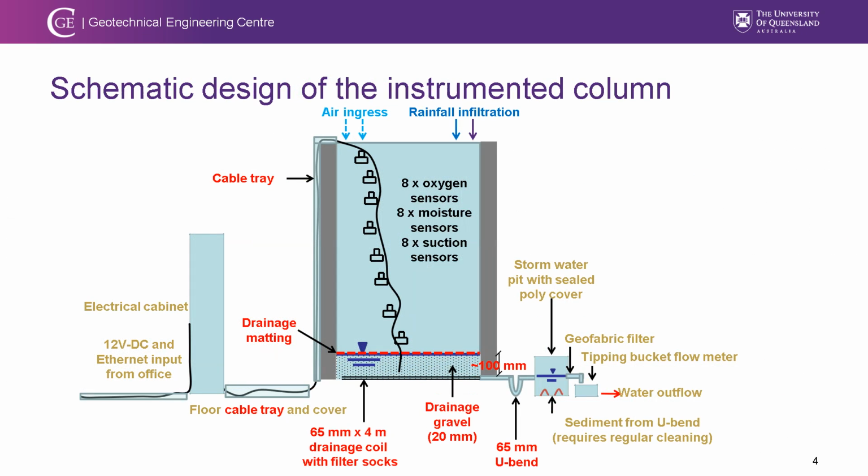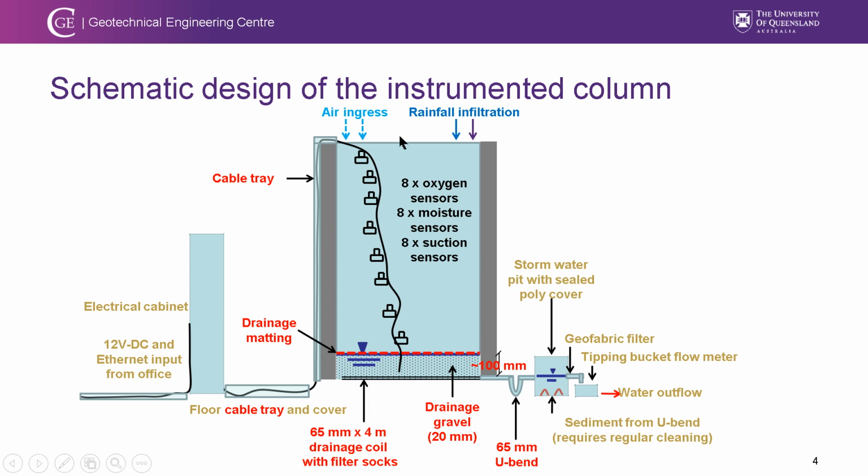The setup of the column is shown in the graph here. The column is 4 meters high and 1 meter in diameter. The top of the column is open to the atmosphere, while the bottom of the column has drainage through a U-bend that will allow the water to come out from the column but prevent air coming in from the bottom. We have a leachate connector to take samples for chemistry analysis, and after that it will go through a tipping bucket flow meter to work out the total amount of outflow from the bottom of the column.